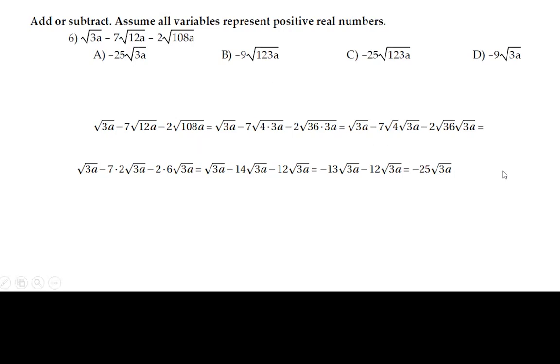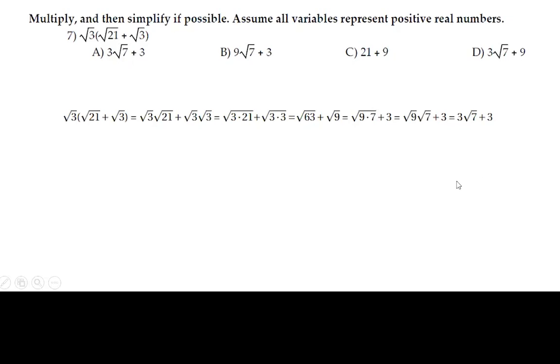Number 7. We want to multiply and then simplify if possible. Again, we're assuming all variables represent positive real numbers, so no absolute values. In fact, we don't have any variables in this problem, it turns out. We're multiplying radical 3 times the quantity radical 21 plus radical 3. That means we need to distribute the radical 3 to both terms: radical 3 times radical 21 plus radical 3 times radical 3.